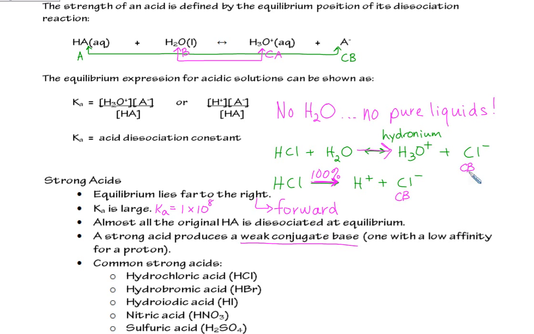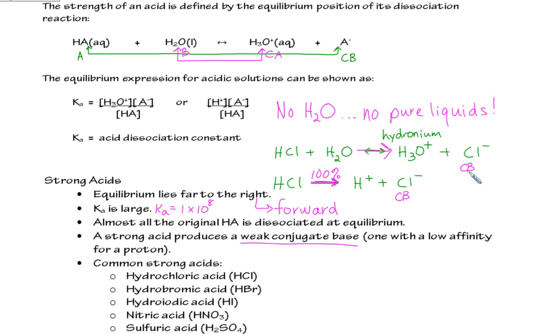Think about this too. Almost everything with chlorine is highly soluble, aqueous. So really, chlorine doesn't have any business picking up hydrogen and making a neutral compound, because HCl is so soluble, it's so aqueous. So we say that chlorine is a really weak conjugate base.